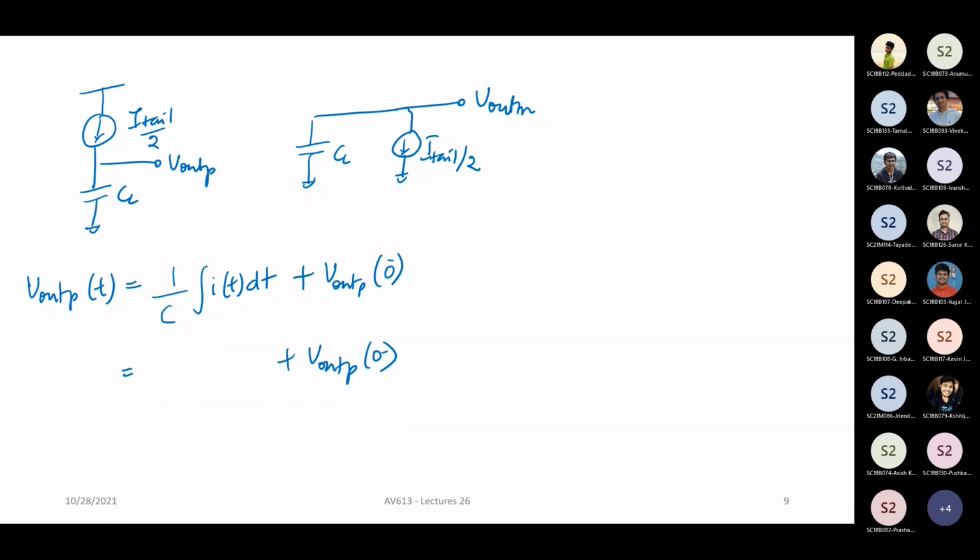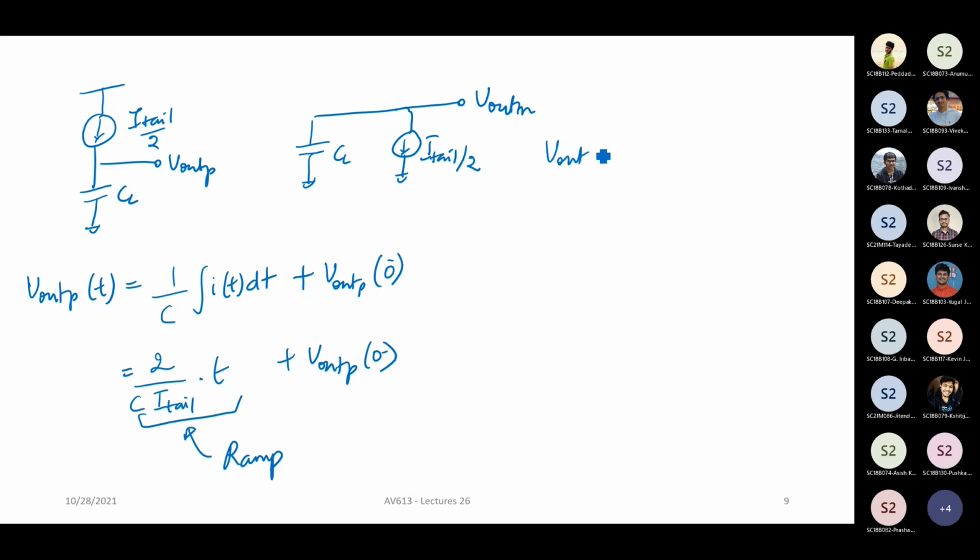Now, what is I of t? I of t is a constant, which is I tail by 2. So you basically have I tail by 2C multiplied by t. Now, what is the shape of this signal? Yeah, it is a ramp. That's why I put the 2 in the numerator. So when you pump a constant current into a capacitor, it is going to behave like a ramp.